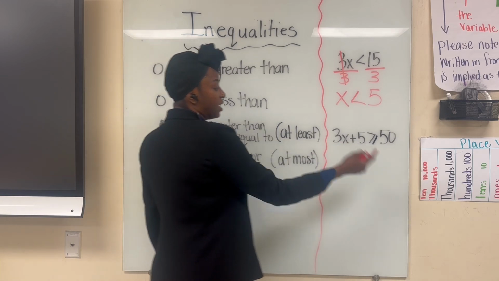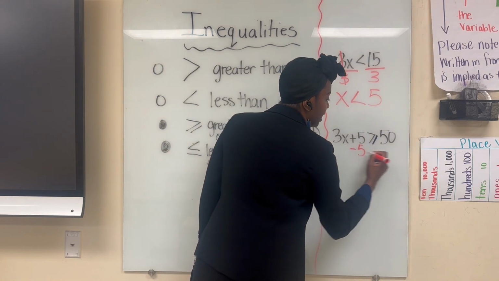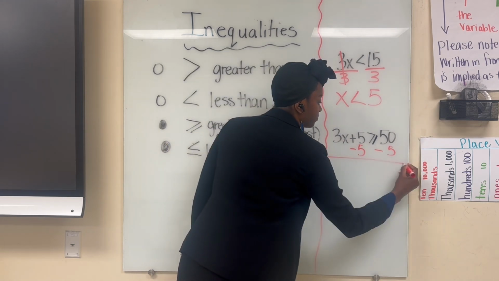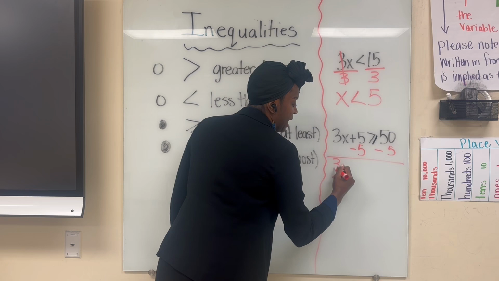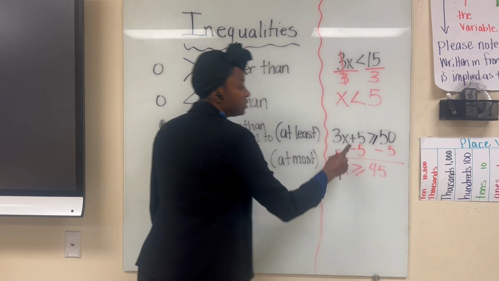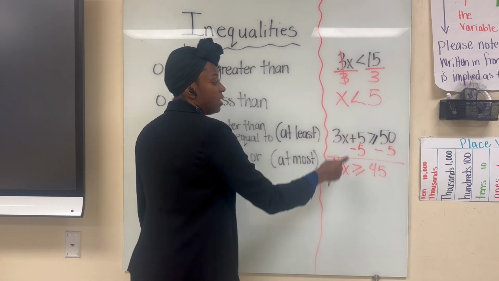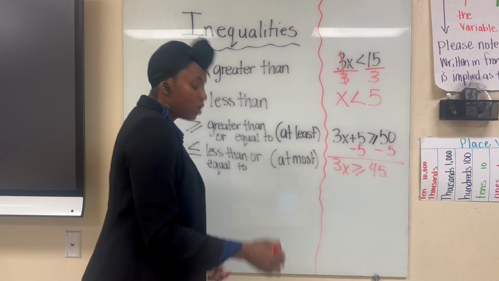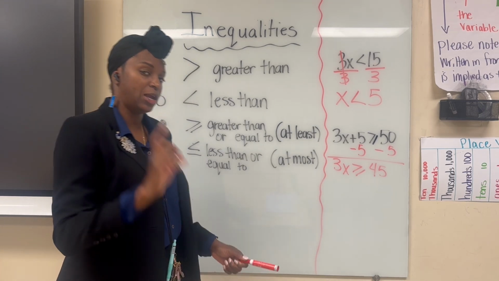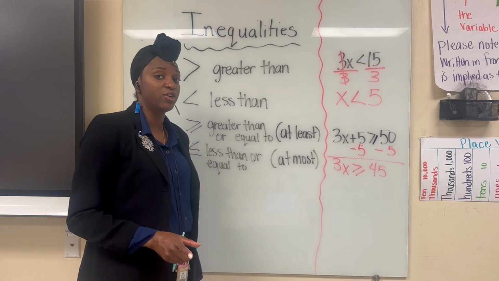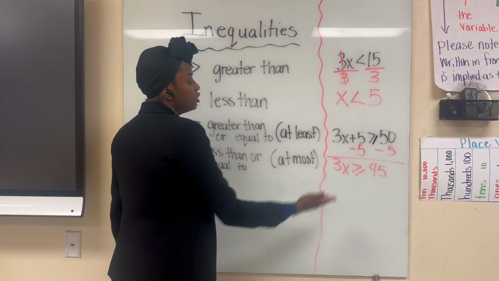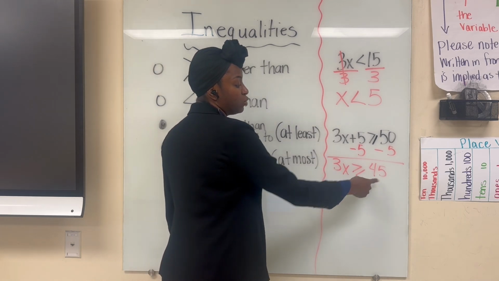So we're going to get rid of the constant first by using the opposite operation. Since it's addition, we're going to subtract. And we're going to end up with 3x is greater than or equal to 45, because any number with a different sign will cancel itself out. They're additive inverses. Additive inverses always equal 0. And then 50 minus 5 is 45. So now we have 3x is greater than or equal to 45.